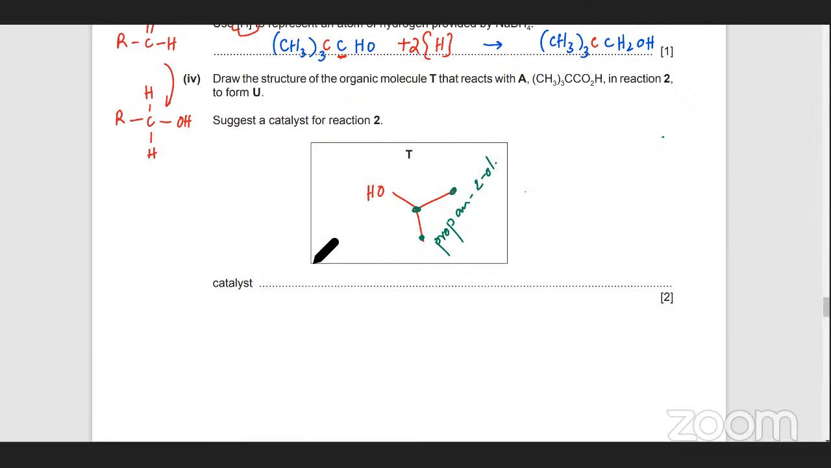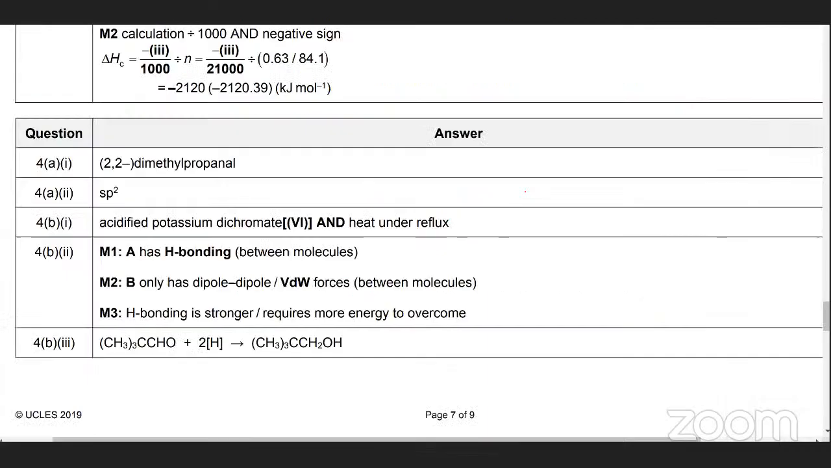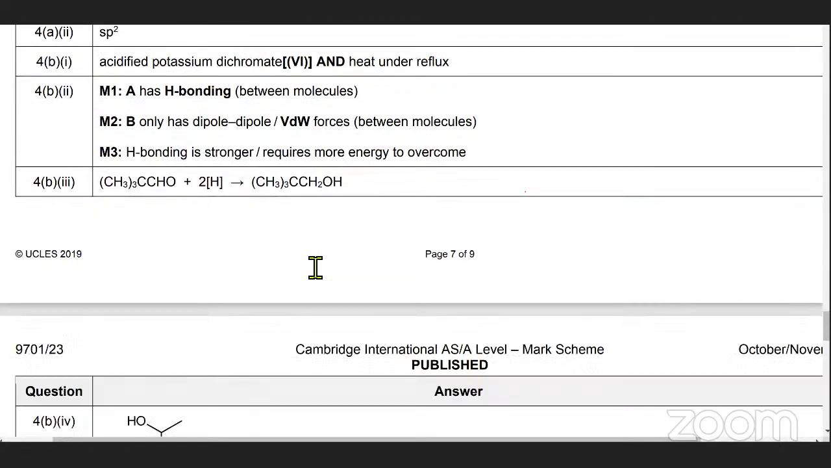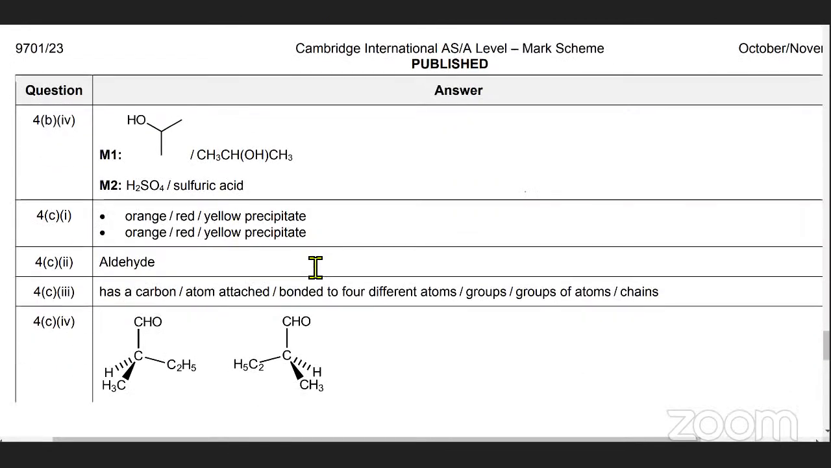Okay, so it's propan-2-ol. As a catalyst, what's the catalyst for esterification? That's H2SO4, and it's concentrated H2SO4. Could it be Al2O3? Not for esterification. Al2O3 is for dehydration or for cracking, not for esterification. Okay, that's just concentrated H2SO4.